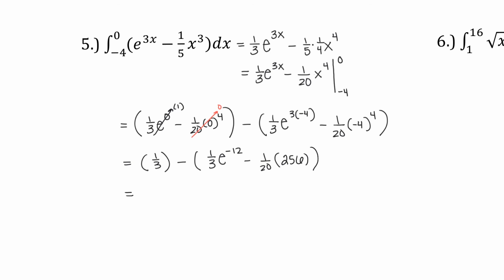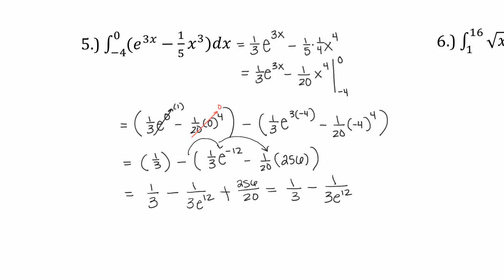So now what I need to do is I've got the 1/3, and then I need to make sure I distribute my negative. So I'll have 1/3 e to the 12th. And then when I simplify this, I get minus plus, just kidding, 256/20. So I end up with 1/3 minus 1/3 e to the 12th, and 256 over 20 becomes 64 over 5. I could get a common denominator if I wanted to, but I think I'll just call it a day because that is algebraically sound.